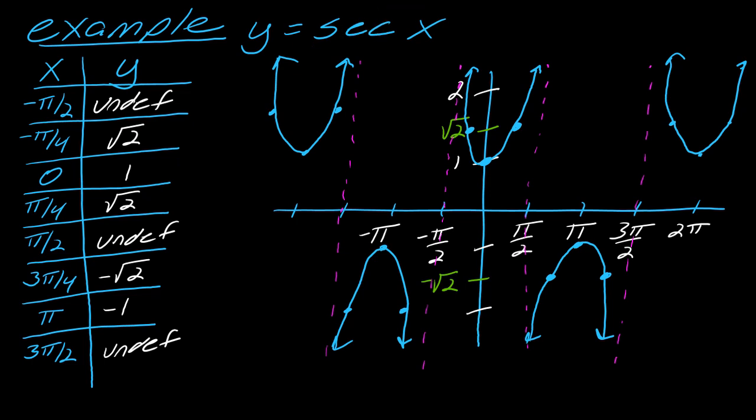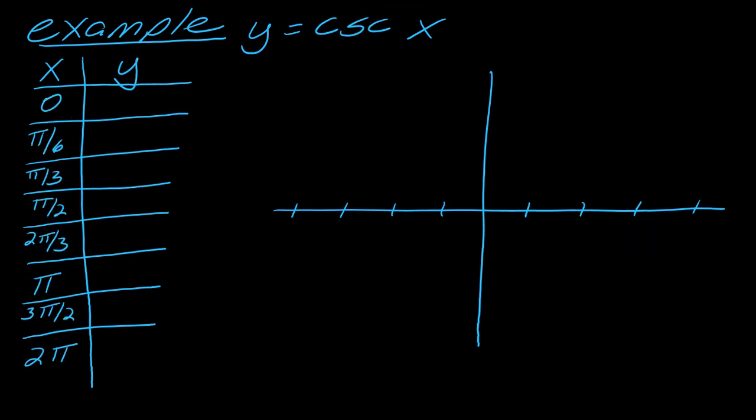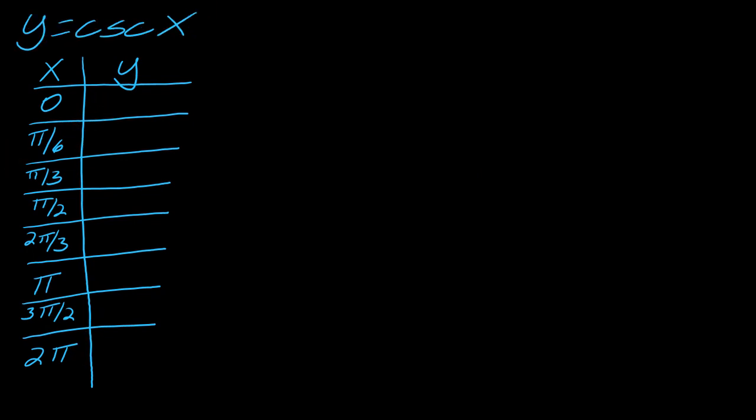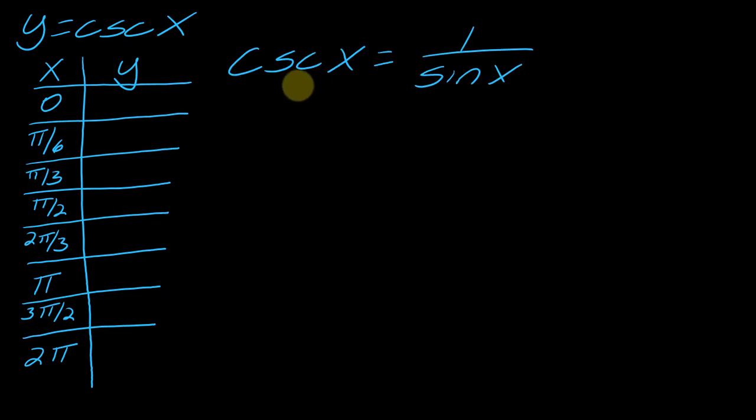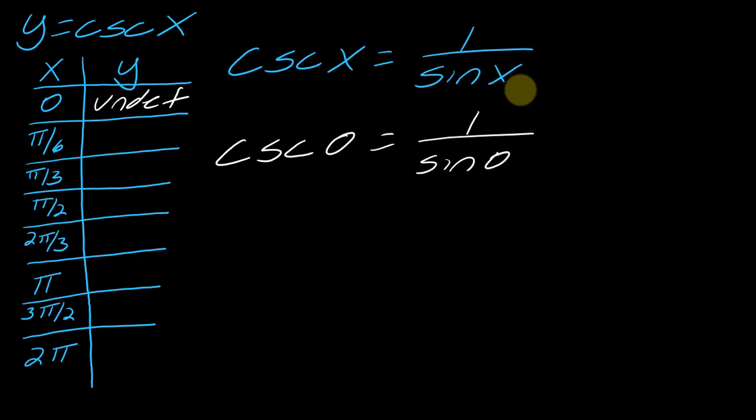I'm going to show you some other things about this, but I want to pivot and talk about cosecant of x. I've got another long list of points here that I want to chug through really quickly, so plugging them in. Remember, cosecant of x is the same as 1 over sine of x.